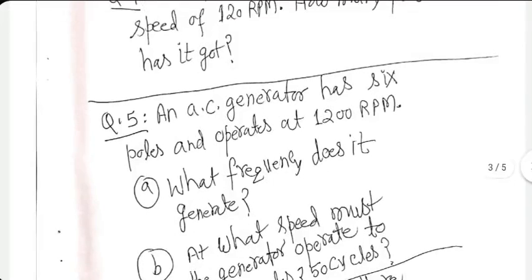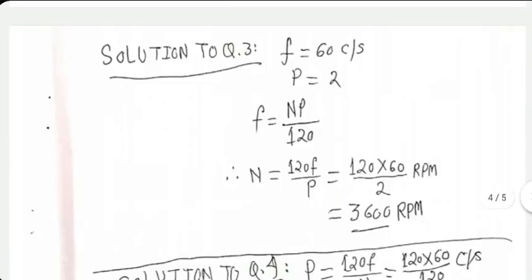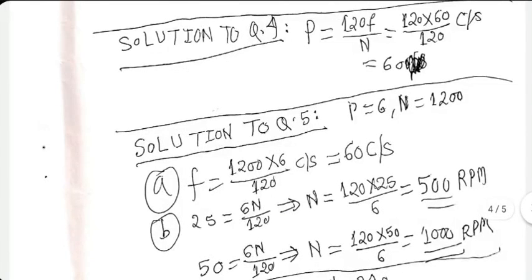Next one is, an AC generator has 6 poles and operates at 1200 RPM. What frequency does it generate? Simply NP by 120. So 1200 into 6 divided by 120, whatever is the answer. At what speed must the generator operate to develop 25 cycles and 50 cycles? So it is basically applying the same equation in several different manners. Question 5, answers are given right here. I'm sure you'll be able to get them.